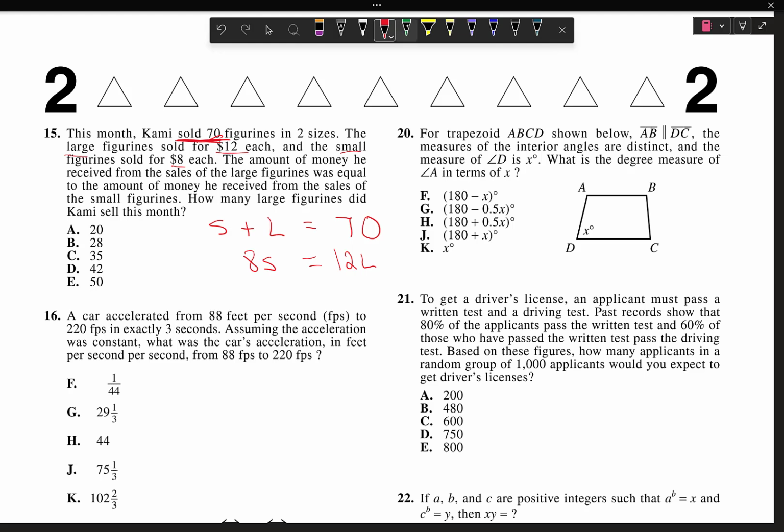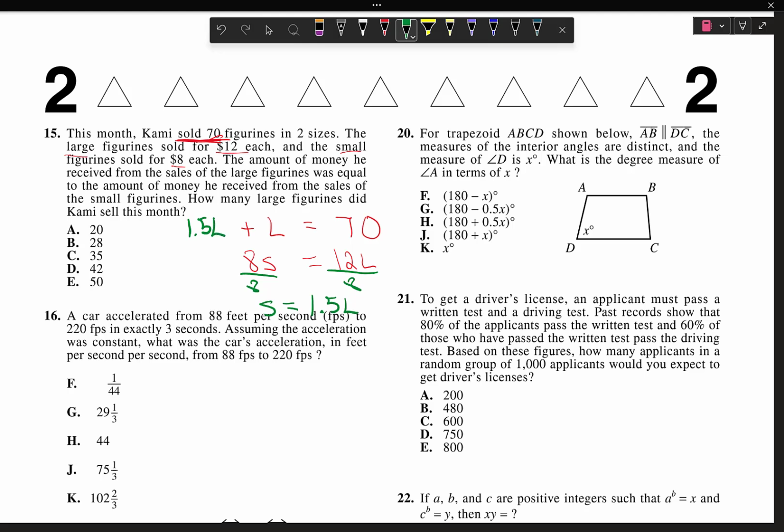Easiest way, in my opinion, is we're going to solve this bottom equation for S. So S equals 12 over 8. Let's write that as a decimal. That's going to be 1.5 L. So now that we know S equals 1.5 L, we can replace this S with 1.5 L.